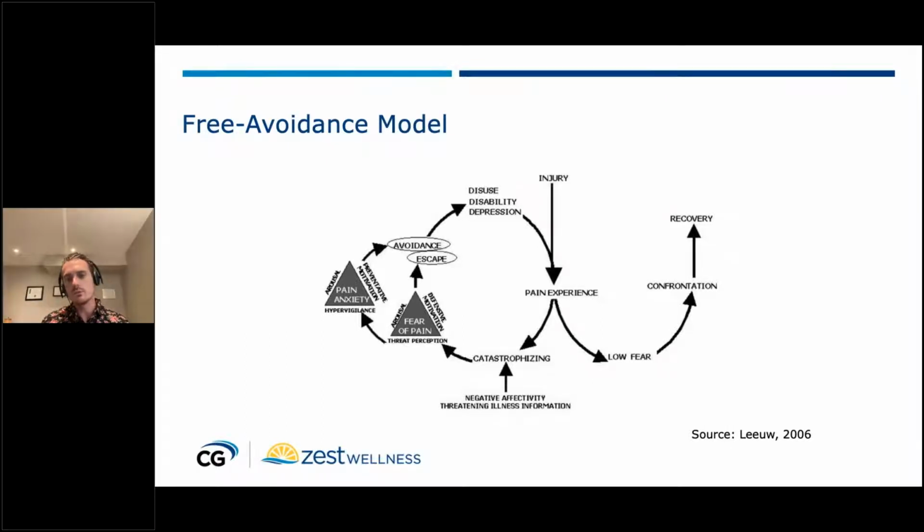When we look at an image like this, we want to be on the right side of it, where it says low fear, confrontation, recovery, versus any sort of avoidance of the pain, which can just lead to some negative side effects. So we want to confront our pain and be curious, because we know through our well-being and our wellness habits, we can do something with our chronic pain.